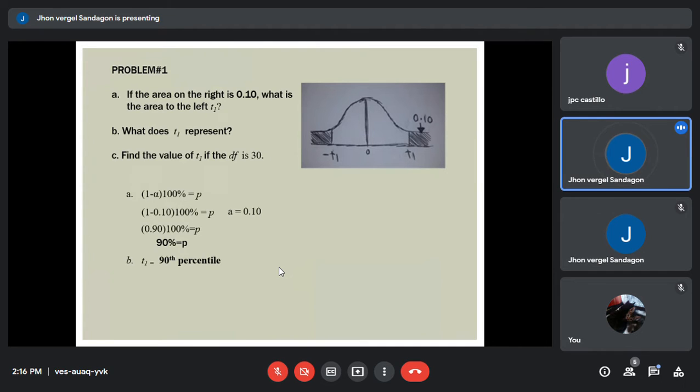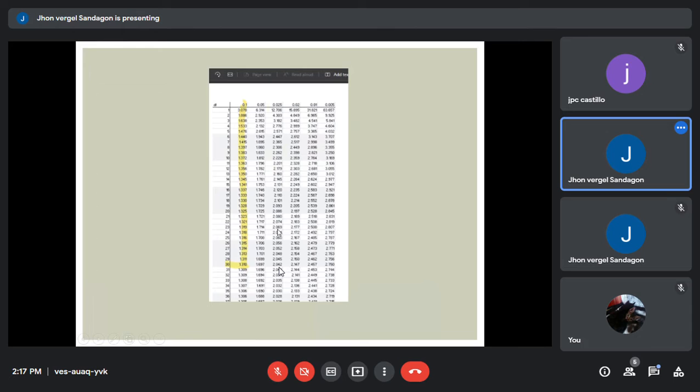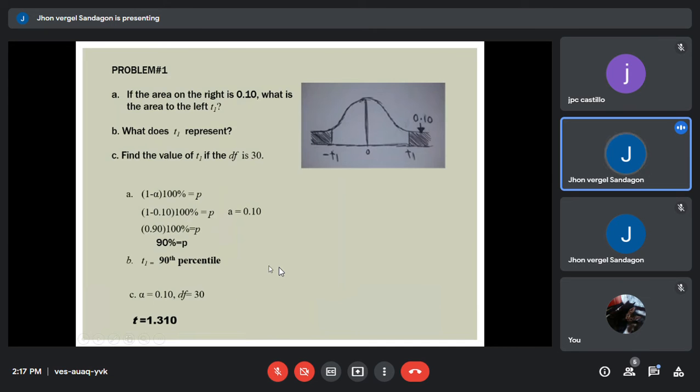Next, let's find the value of T1 if the degree of freedom is 30. To find the value of T1, we're going to take a look at the t-distribution table. We're going to find 0.10 in the upper part of the table and 30 in the left part of the table, which is the degree of freedom. So here is the 0.10 and 30, and it will give us 1.310. This means that the value of our t is 1.310.